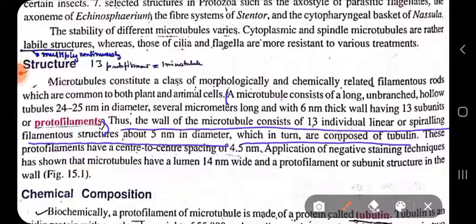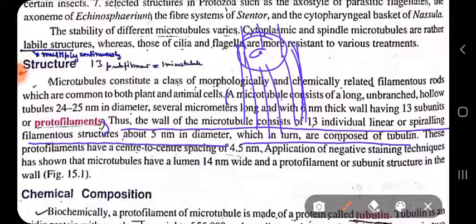Now, the wall of a microtubule has 13 individual linear spiraling filamentous structures about 5 nanometer in diameter, which are made up of tubulin. Each of these filaments, as I have said, is made up of tubulin dimers. Application of negative staining technique has shown that microtubules have a lumen. Lumen means the empty space inside, of 14 nanometer width, and a protofilament or subunit structure in the wall.